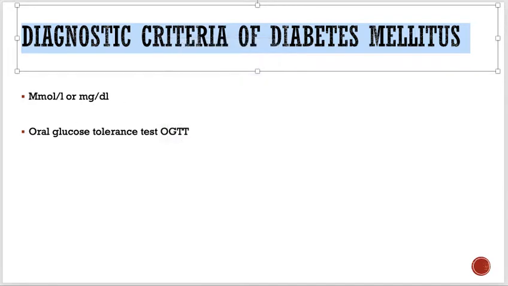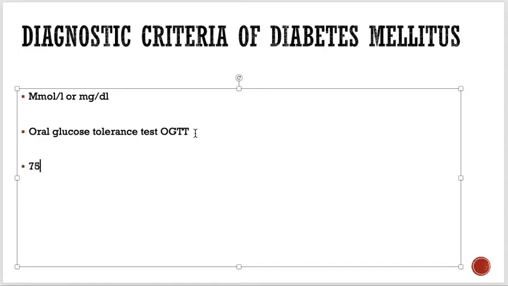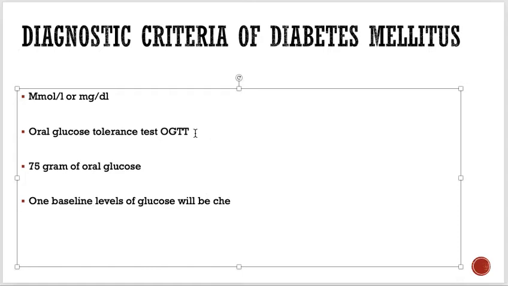So you understand this thing: 75 gram of oral glucose is given, right? And what happens? One baseline level of glucose will be checked, and one reading 2 hours after the oral glucose, right? So this is the point here.